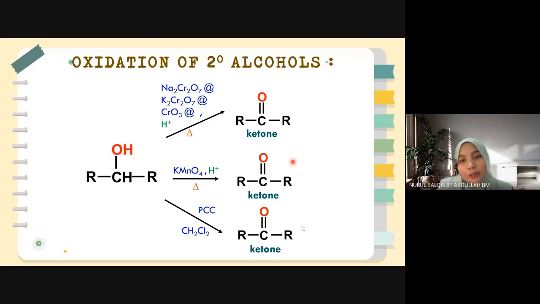Okay, sebab apa dia jadi ketone semua? Sebab kita ada 2 R tepi ni. Once dapat double bond, jadilah ketone. Tak kisahlah strong or mild. Okay. Ni untuk secondary alcohol.